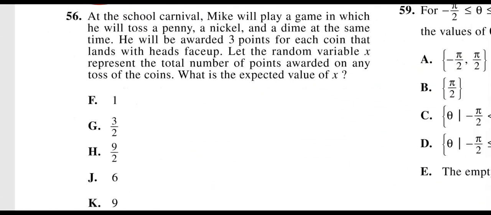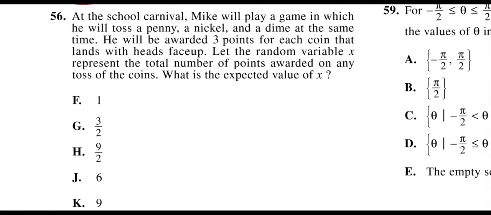Okay, at a school carnival, Mike will play a game in which he will toss a penny, a nickel, and a dime at the same time. He will be awarded 3 points for each coin that lands with heads face up. Let the random variable x represent the total number of points awarded on any toss of the coin. What is the expected value of x?